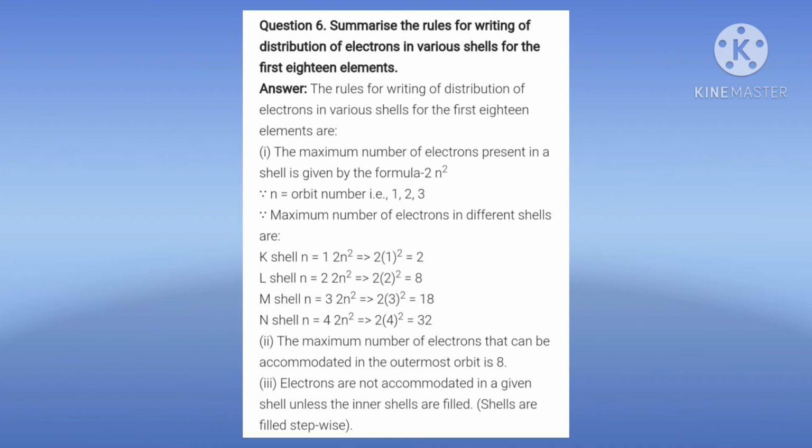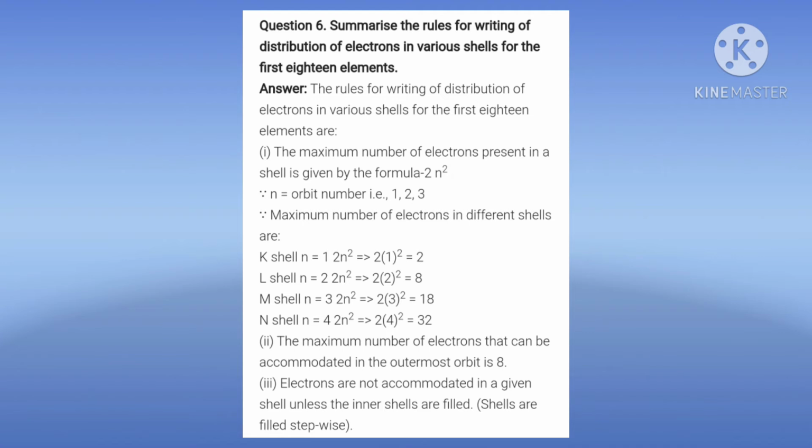Next, the maximum number of electrons that can be accommodated in the outermost orbit is 8. When we are writing an electronic configuration, the outermost orbit should contain a maximum of 8 electrons, and that is called the octet rule. So all the atoms, to be stable and not highly reactive, want to obey this octet rule, in which the valence shell will contain 8 electrons.